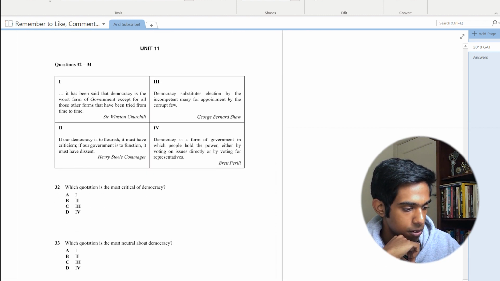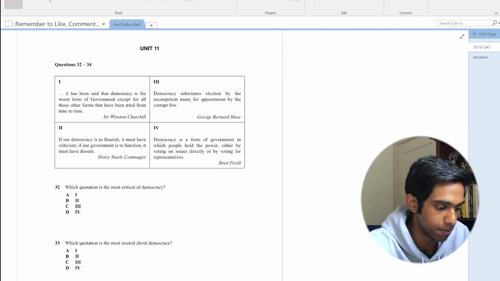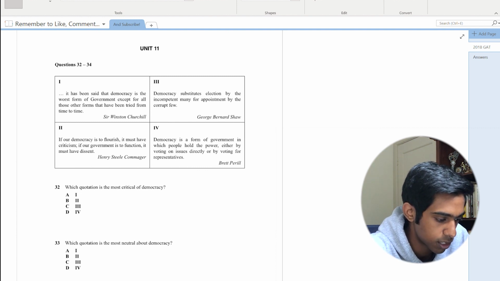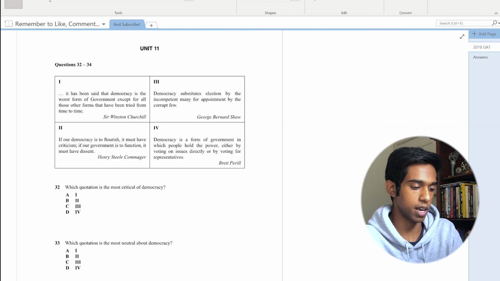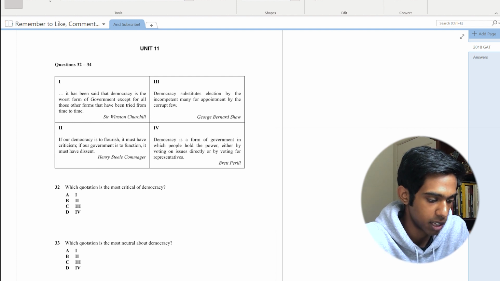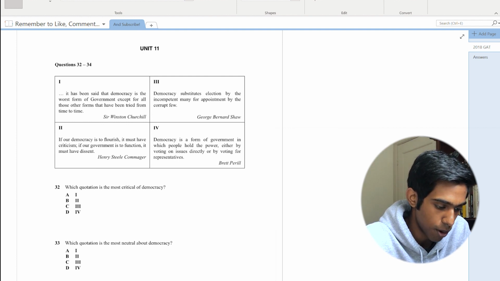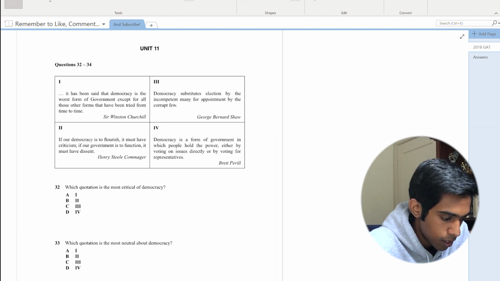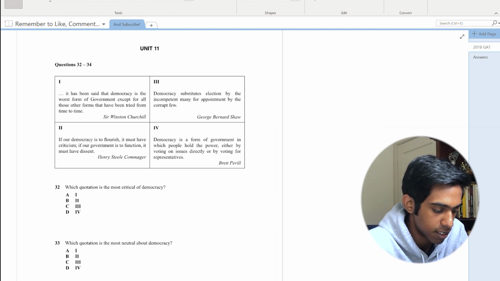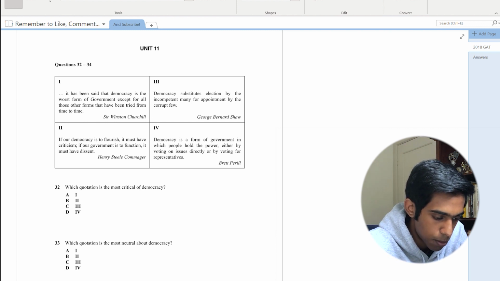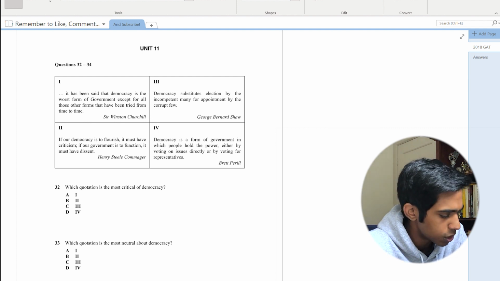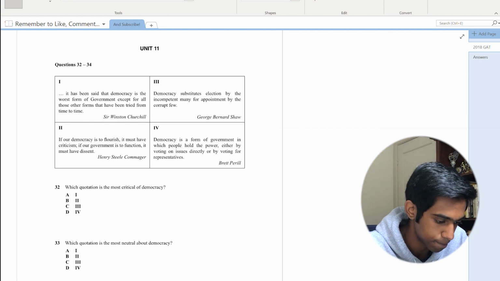Not sure why the things keep glitching. But Unit 11. So I think we have 4 statements. It has been said that democracy is the worst form of government except for all those other forms that have been tried from time to time. Democracy substitutes election by the incompetent many for appointment by the corrupt few. If our democracy is to flourish, it must have criticism. If our government is to function, it must have dissent. Democracy is a form of government in which people hold the power either by voting on issues directly or voting for a representative. Then it says, which quotation is most critical of democracy?